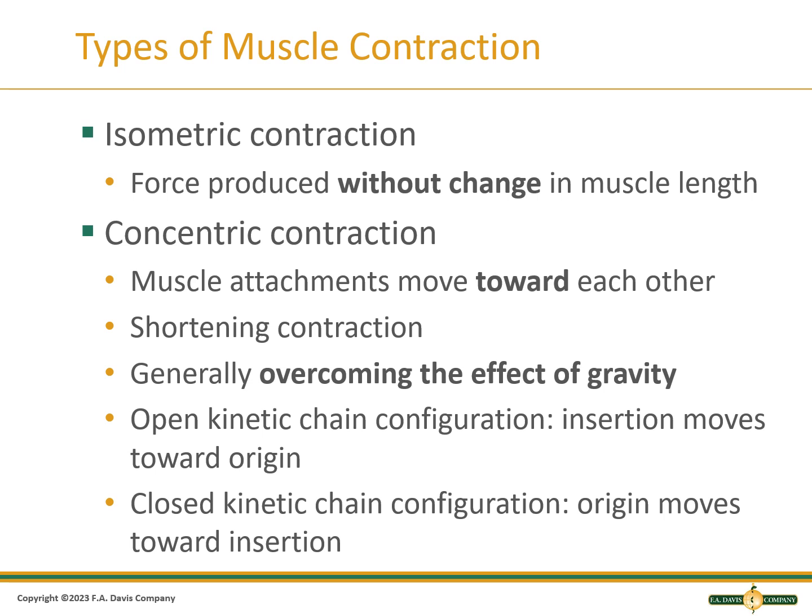Concentric contractions occur when the muscle attachments move towards each other, resulting in the muscle becoming shorter. So concentric contractions are typically used to overcome an external resistance. Oftentimes that external resistance is gravity, but it can be a resistance band or other exercise equipment that's providing the external resistance. In open kinetic chain movements, the insertion of the muscle is moving towards the origin. During closed kinetic chain movements, the origin is moving closer to the insertion.